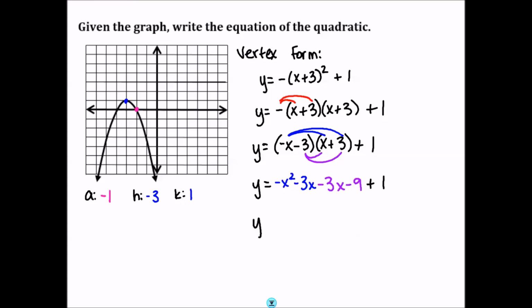Then I can just combine all my like terms. So I have negative x squared. Then if I combine the negative 3x and the negative 3x, I get negative 6x. Then negative 9 plus 1 is negative 8. So that is my equation in standard form. If you want to double check your equation, you can always type that into y equals in the calculator and see if it gives you the same graph that you started with.